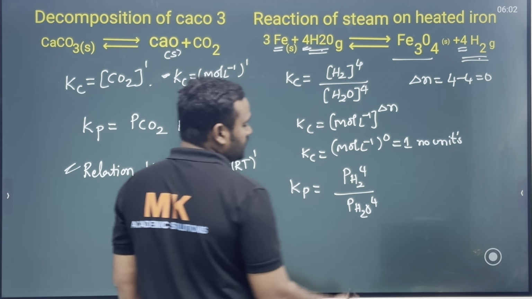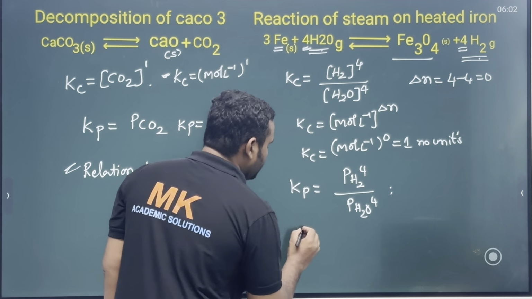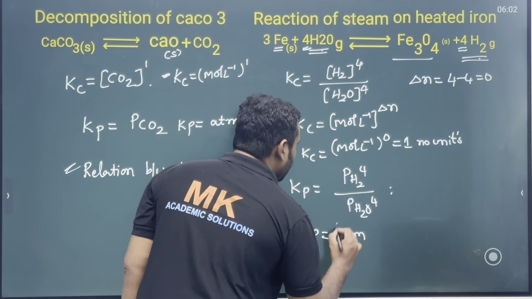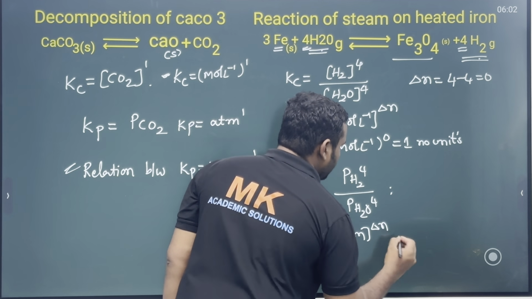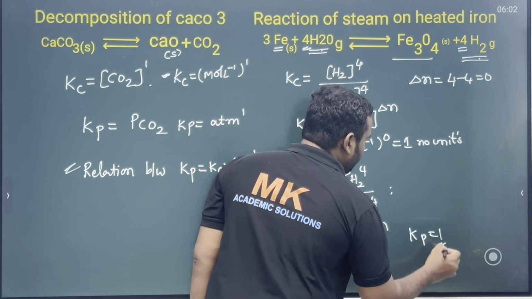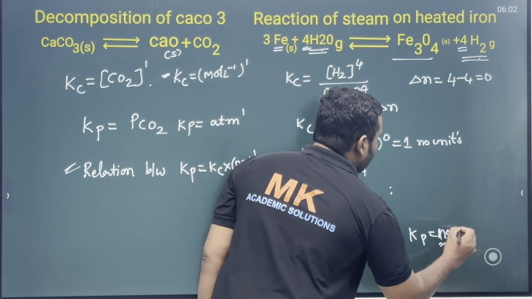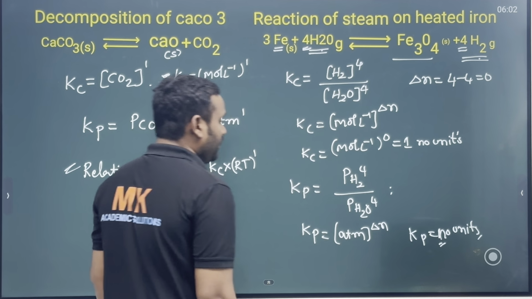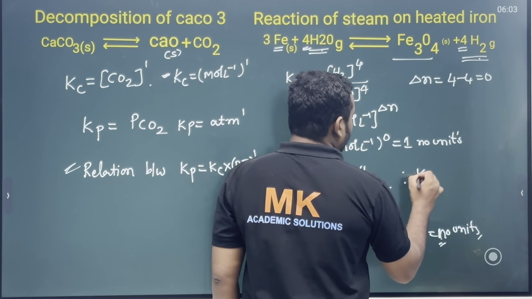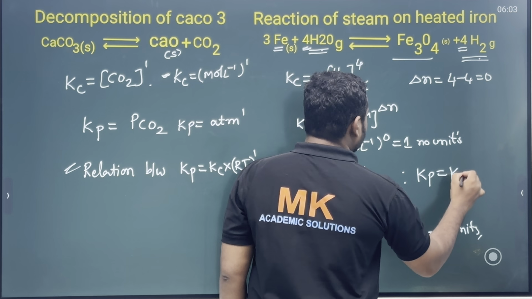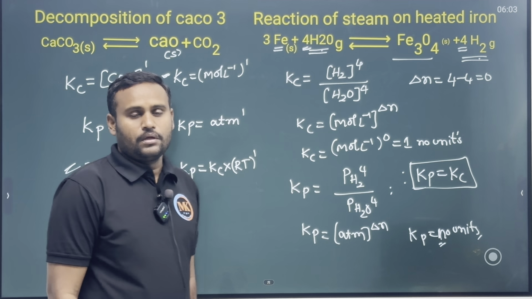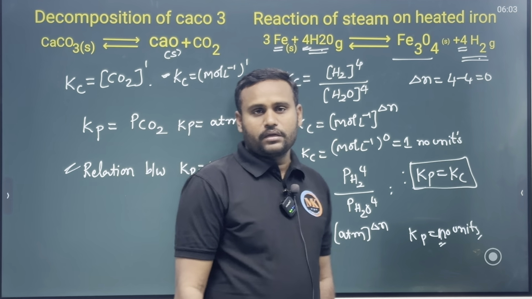And what are the units of Kp? Kp is equal to atmosphere to the power delta n. As delta n is equal to 0, Kp is equal to 1, meaning no units. So when delta n equals 0, Kp is equal to Kc. This is the relation between the Kp and Kc. We already know that when delta n is equal to 0, there is no difference between the Kp and Kc.